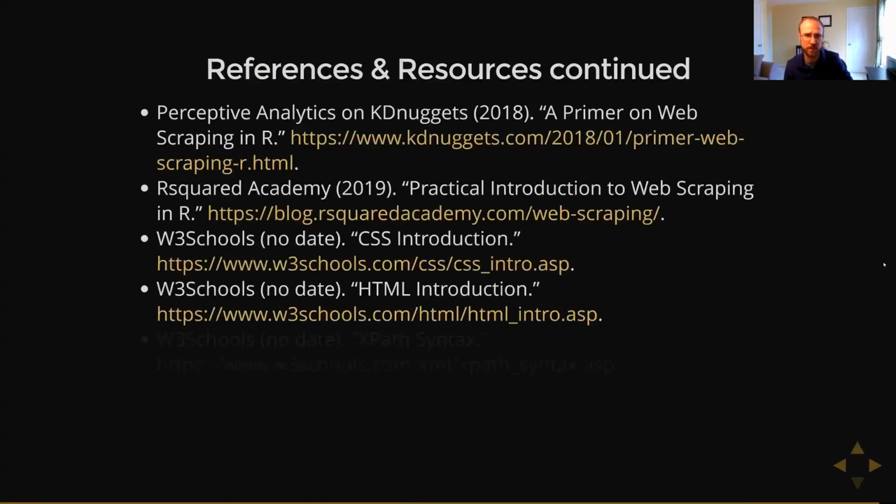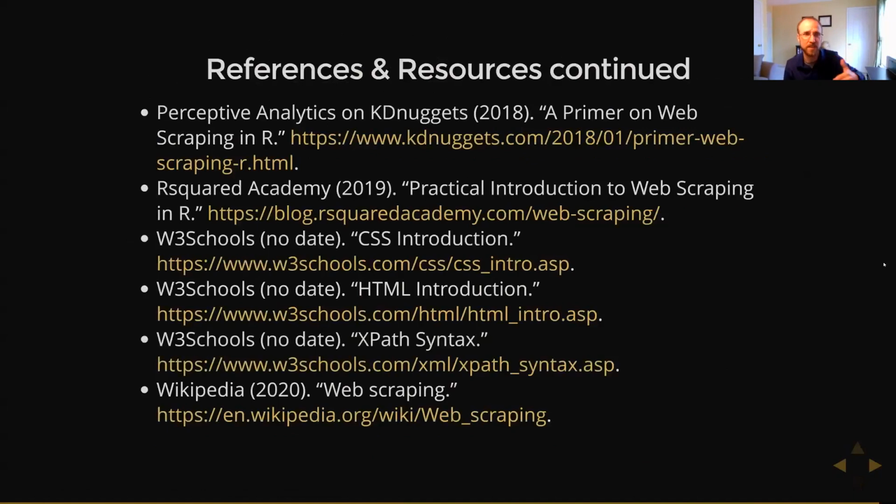A couple more references along the way here. Some are just references. A couple are also resources. I actually really, really enjoyed and liked this R-Square Academy entry. So I'd recommend checking that out. That uses IMDb data, and that's going to provide a nice walkthrough in sort of a similar vein of what I've done here in a way to get data about various movies in that example.